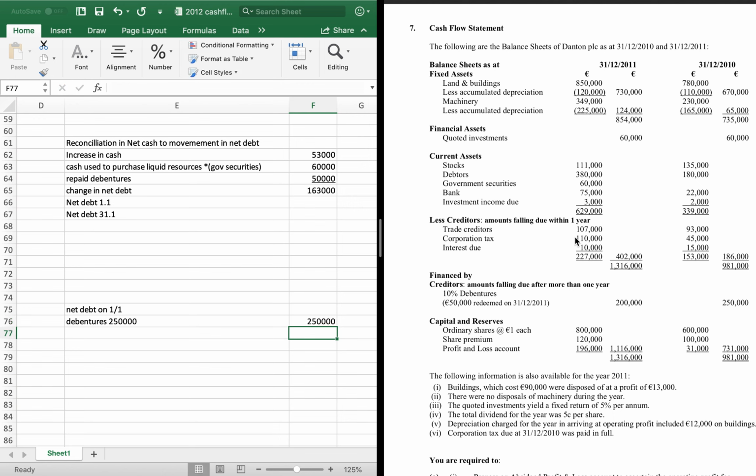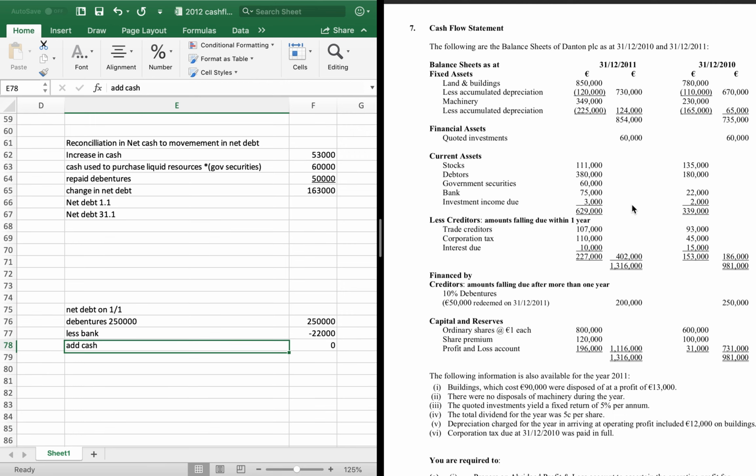We then take away our bank of 22,000. So the money we have in the bank is money that's owed to us in reality. So it's like the opposite of debt. And we would also add cash if there is any. So cash will be up in the current assets. There is none.